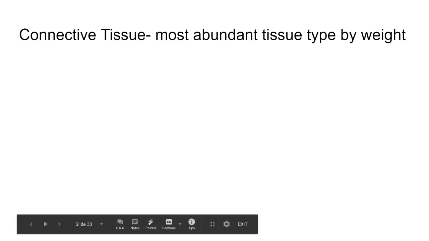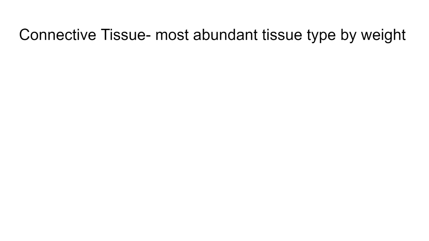All right, so we've gone over three types of tissue. We've gone over epithelial, muscle, and nervous. So our fourth type is connective tissue. What you're going to see with connective tissue is that it's very diverse, and by diverse I mean one connective tissue can look completely different and have a completely different function than another type.